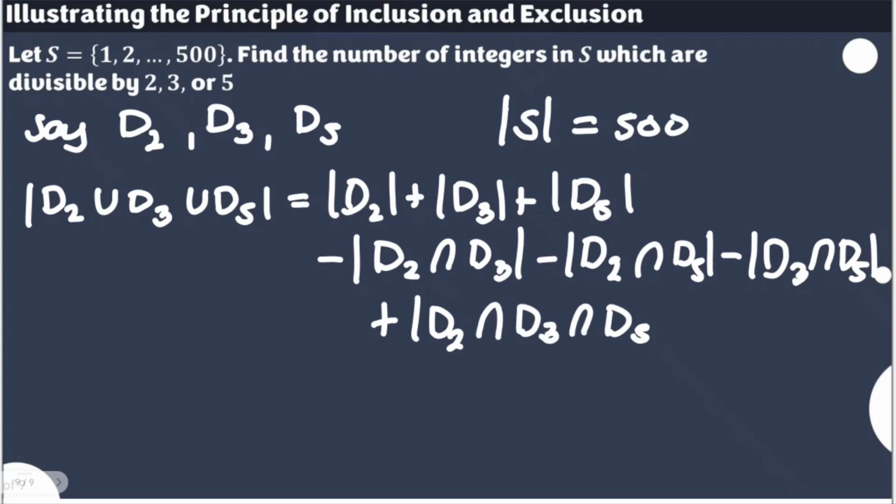Again, the reason for adding is discussed in the illustration of the formula, together with the understanding that some elements are removed once we remove all of these pairs of intersections. Now, we don't know yet how many elements there are in D sub 2, D sub 3, and D sub 5, nor the cardinality of each. Unlike the previous examples where we were given the actual values to simply plug into the formula, this time it's different.